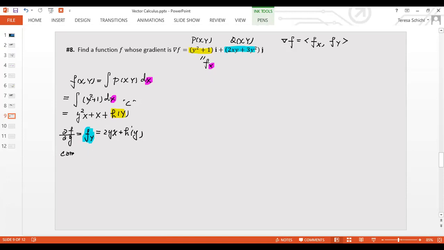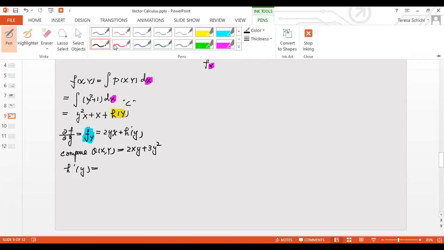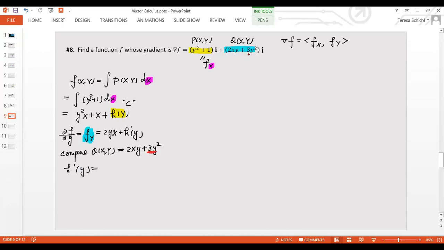So I'm going to compare, because this one here is Q of x, y. The Q of x, y here is 2xy plus 3y squared. Because if you compare these two, it should be equal to Q of x, y. So what can I conclude? My h prime of y will be 3y squared, right? You compare that.